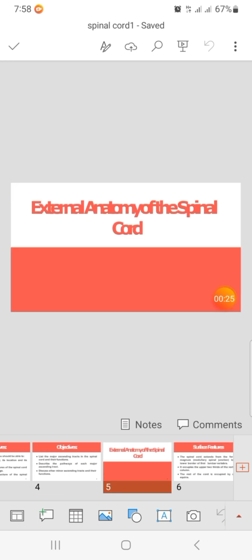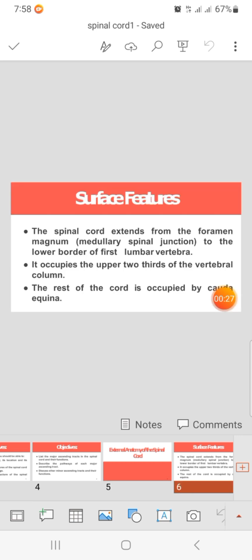Firstly, we will discuss the external anatomy of the spinal cord. The spinal cord mainly extends from the foramen magnum to the lower border of the first lumbar vertebra. It occupies the upper two-thirds of the vertebral column. The rest of the canal is occupied by the cauda equina.